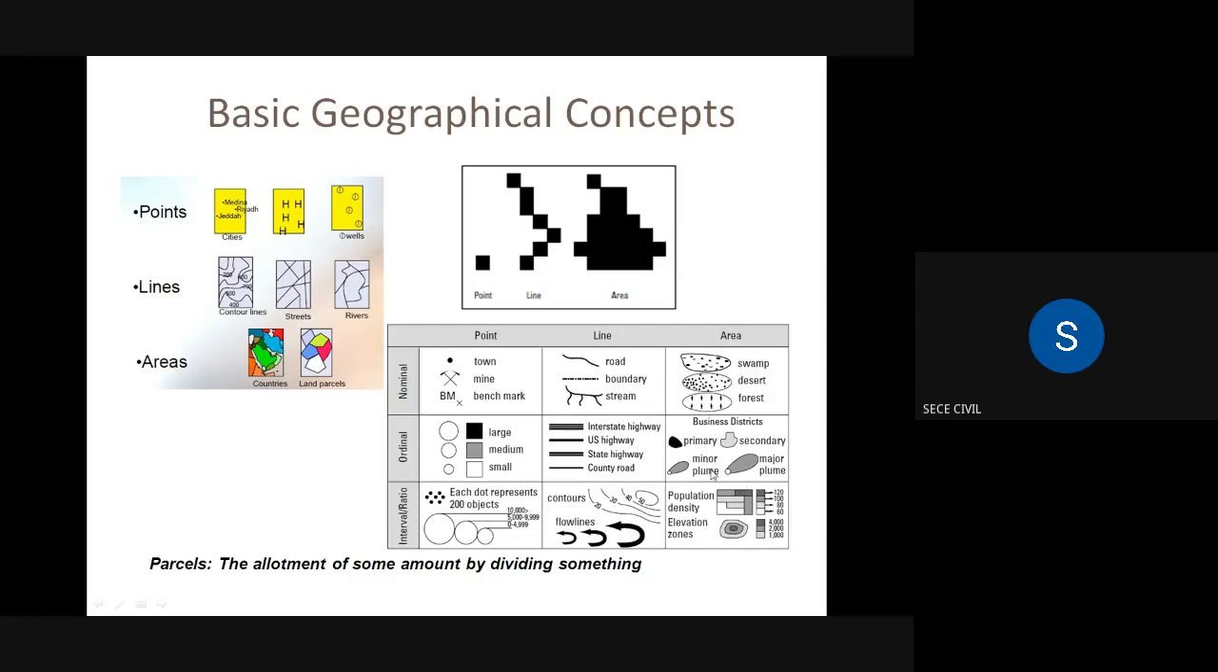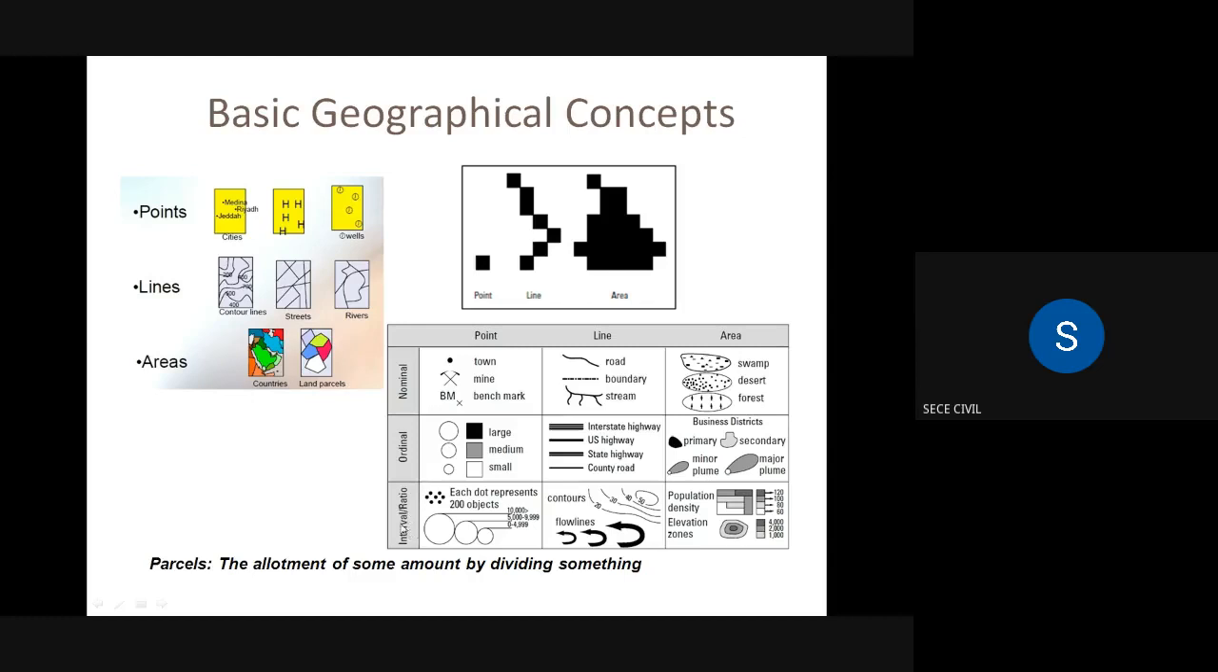Minor plume means pollution only. Plume denotes pollution, from the chimneys and all. So minor means minimum level of pollutants. Major plume means major level of pollutants. So which district has minor pollutants and which city has a major level of pollutants, they'll use these kinds of symbols.